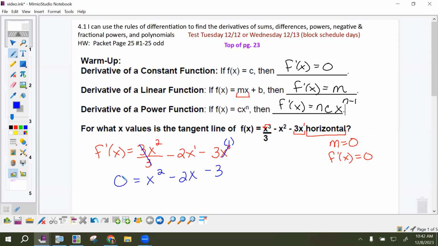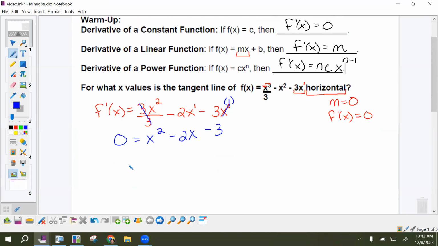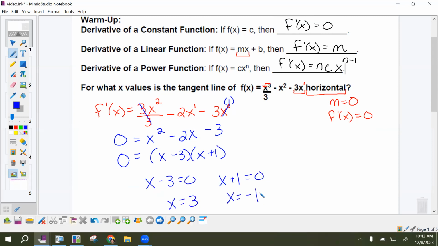We want to set the derivative equal to 0, and now we have to solve. We have a quadratic, so to solve that, we're going to factor. That's minus 3, x plus 1. Set each factor equal to 0. And what's nice is this question just says what x values, not what points. So the x values are 3 and negative 1.